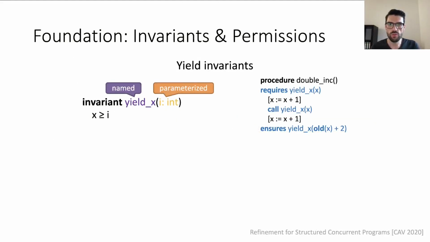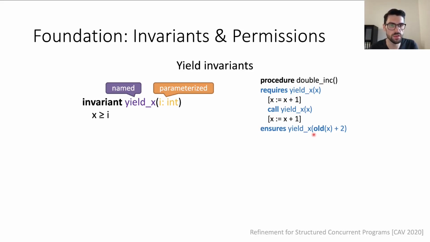Let's finish our journey through proof tactics by looking at the foundation for all of them, invariants and permissions. Civl introduced a particular kind of invariants, called yield invariants, which are both named and parameterized. On the left here, I'm showing a yield invariant called yield x that states that the shared variable x is greater or equal to I, and I is a parameter to this invariant. Now, yield invariants are explicitly attached to code locations. Like in the procedure double inc on the right, it is both a precondition, it's called in the middle of two atomic updates to x, and it is also a postcondition.